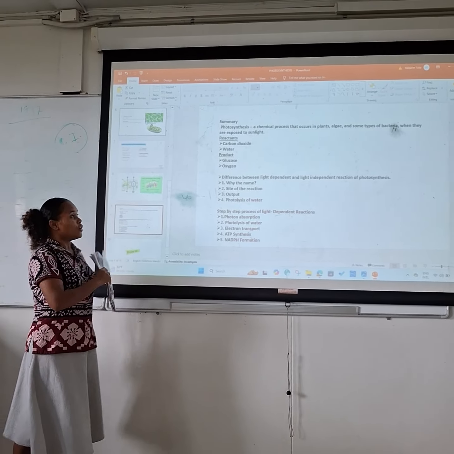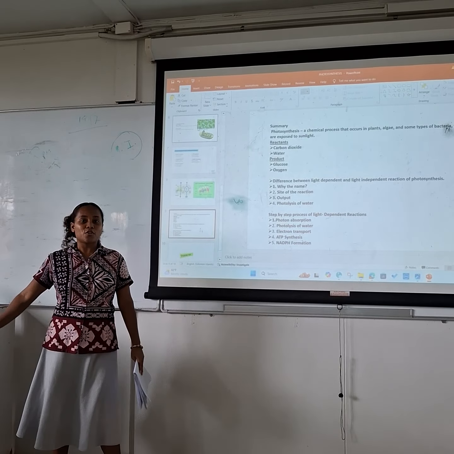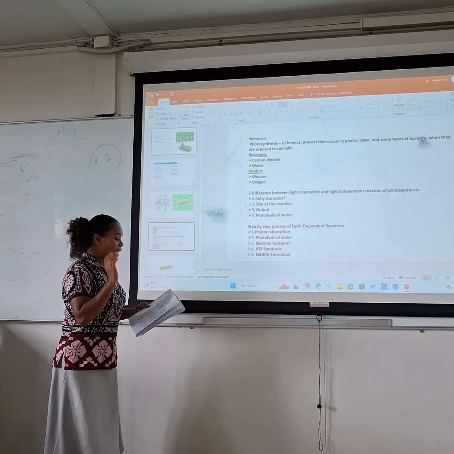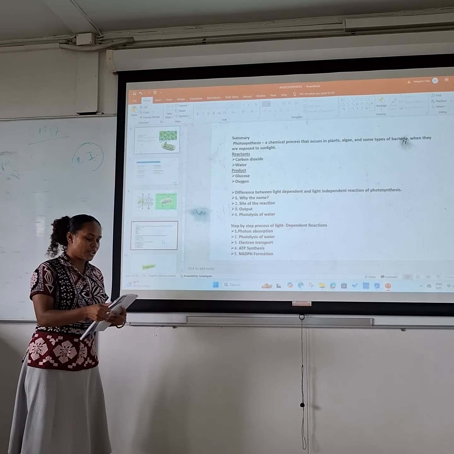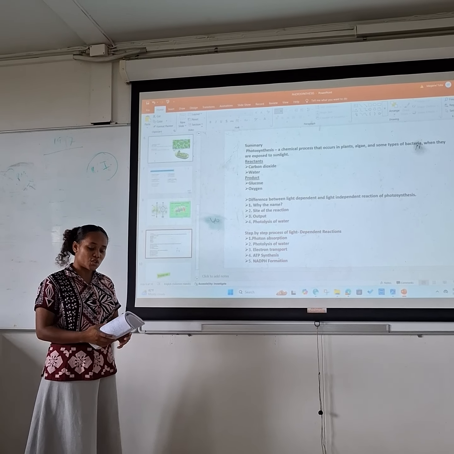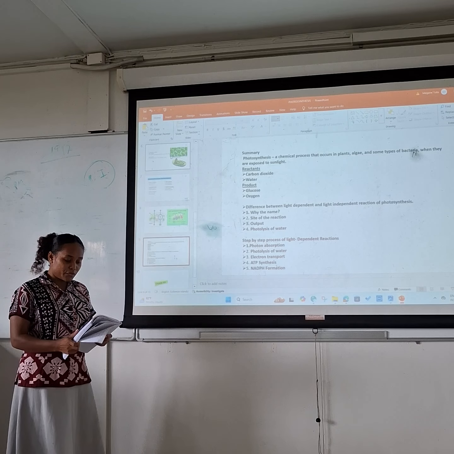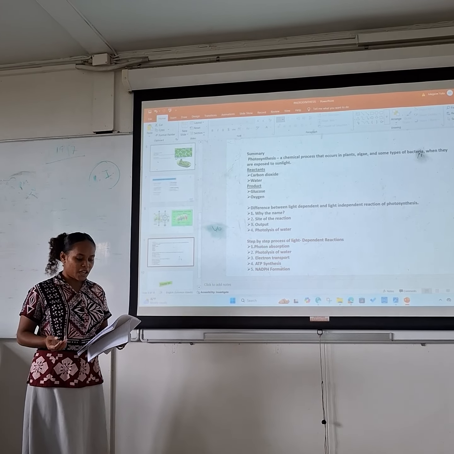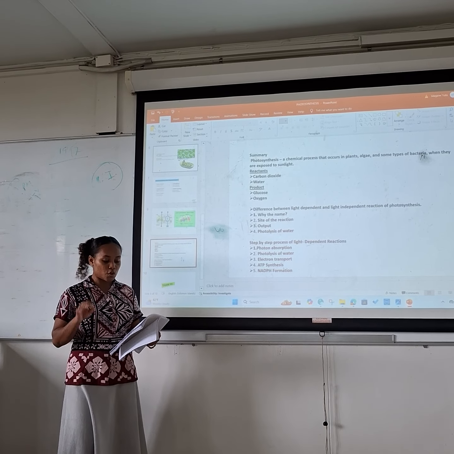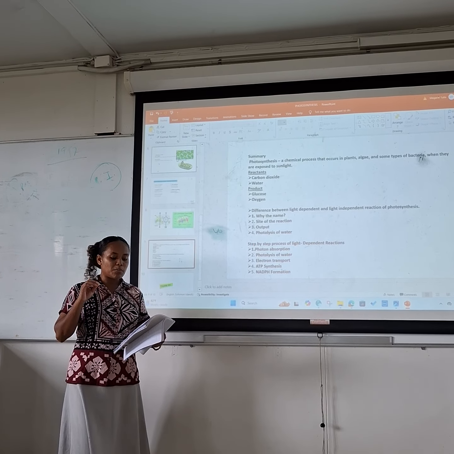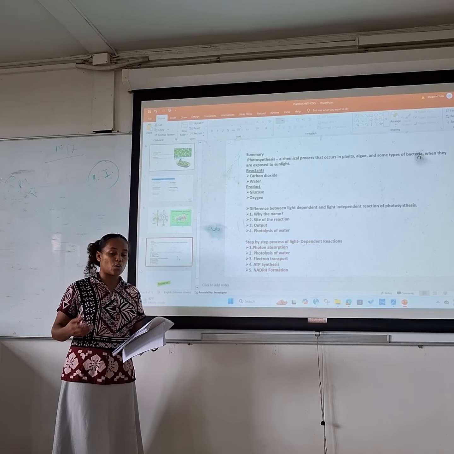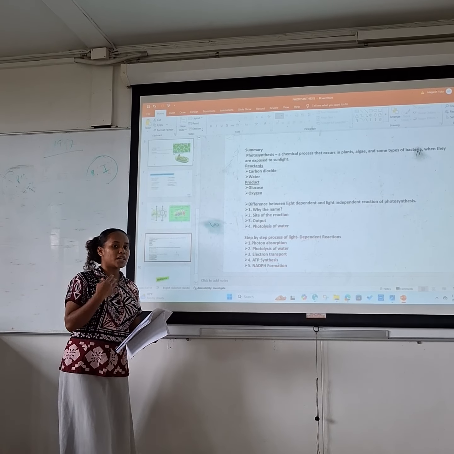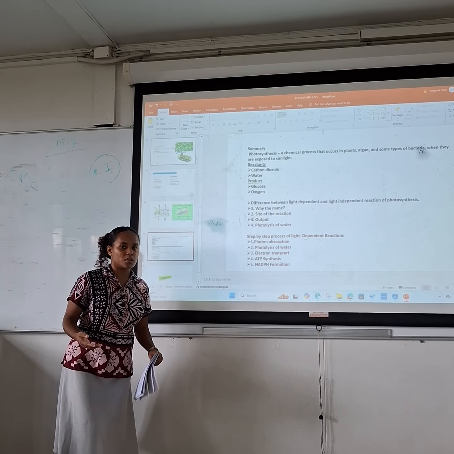Okay, for light absorption, as I already mentioned, the chlorophyll and other pigments in the thylakoid membrane absorb photons of light. The absorption excites electrons to a higher state. So that is the light absorption. Thank you.